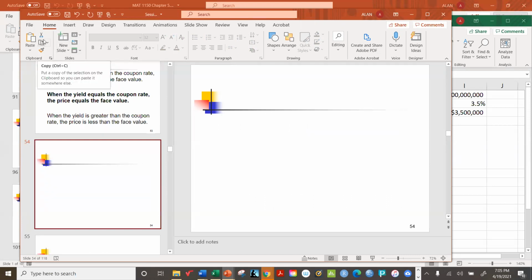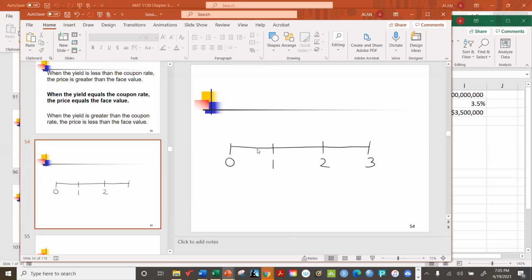Suppose you had a floating rate bond, 3 years, just like we had before. The coupon here is L0 and L1 and L2 plus 1,000.